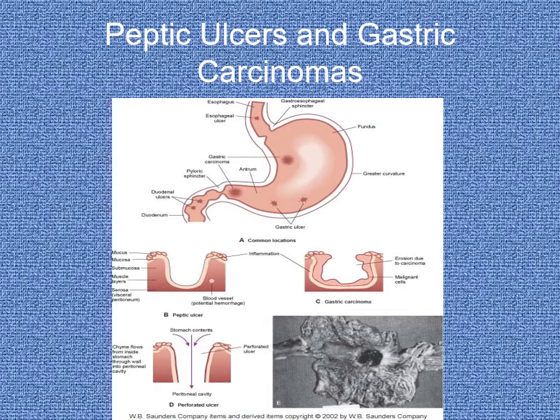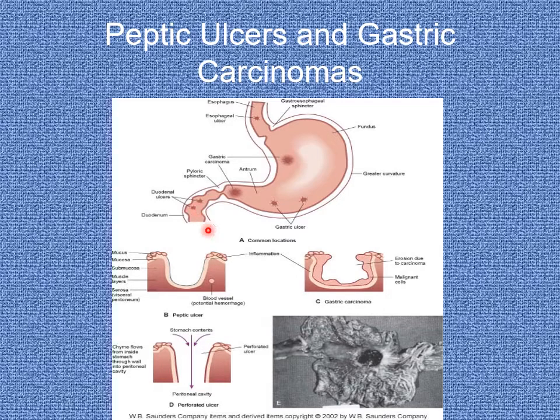And this is showing you a picture of peptic ulcers and gastric carcinoma. So what you're looking at here is an esophageal ulcer in the lower part of the esophagus. There's your gastroesophageal sphincter, the fundus part of the stomach, the greater curvature, the lesser curvature. There's a gastric carcinoma in the body of the stomach, gastric ulcers in the bottom part of the stomach near the pylorus. There's more gastric carcinoma. There's your pyloric sphincter. There are duodenal ulcers in the beginning of the duodenum.